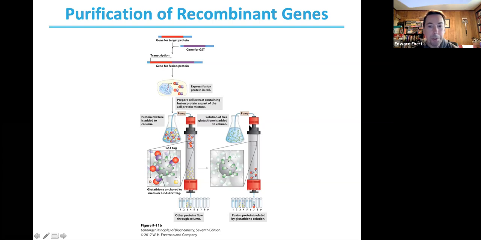We can then elute, maybe with a high salt solution, or more glutathione solution, and ideally in pretty much one to two steps we can pull off a purified protein.